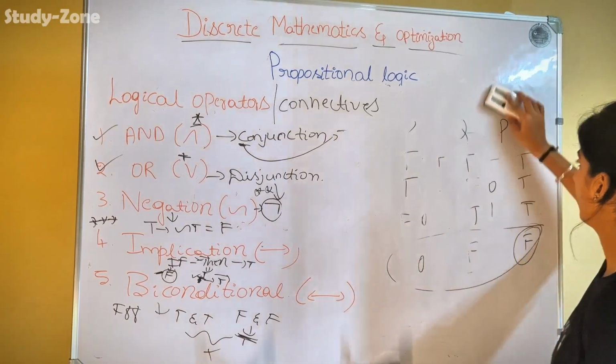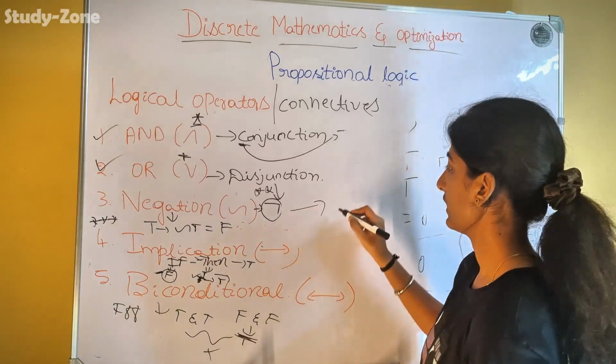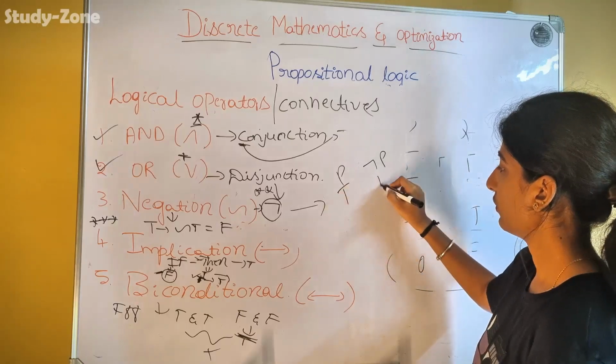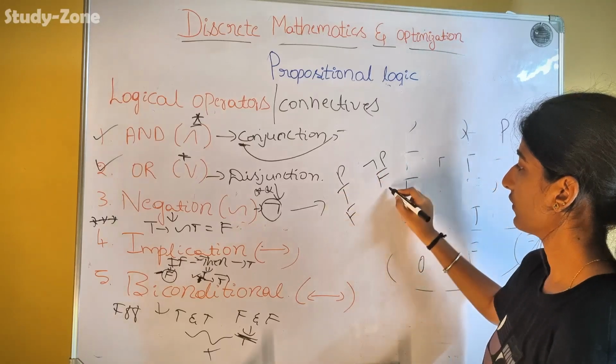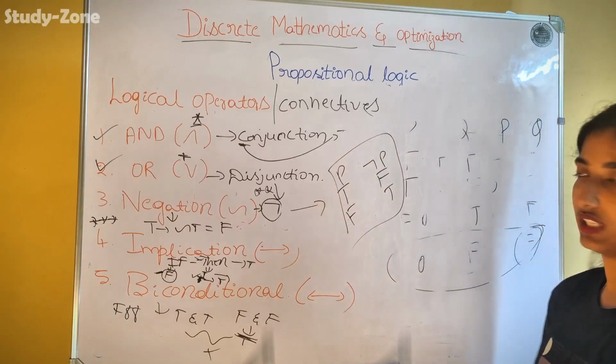And then, what? Negation. I will show you here only because it is very simple. P, and not P will be the truth value. If it is true, then false. If it is false, then it will become true. This is the simple truth table of negation.